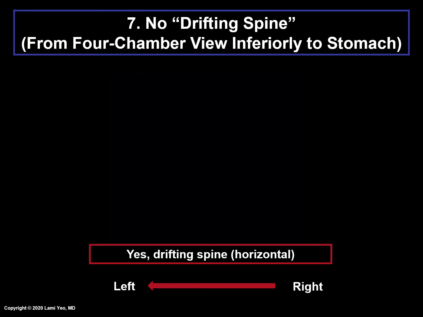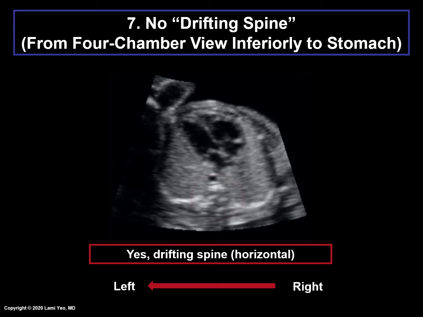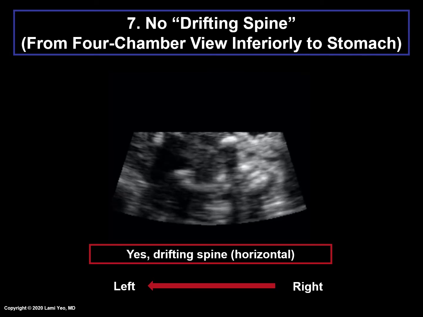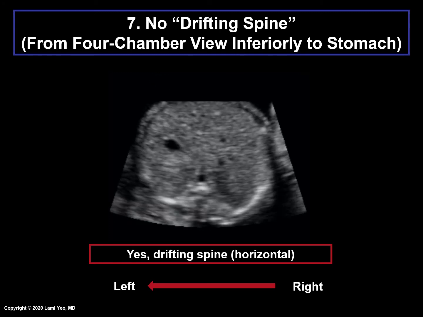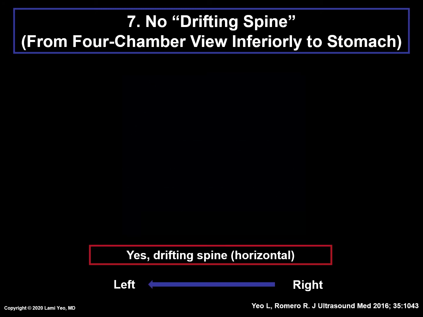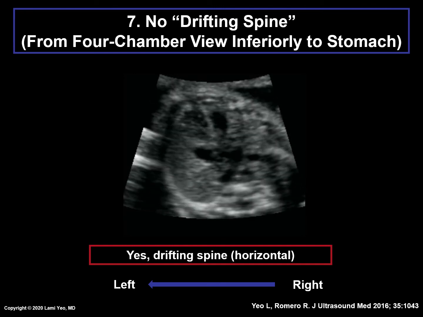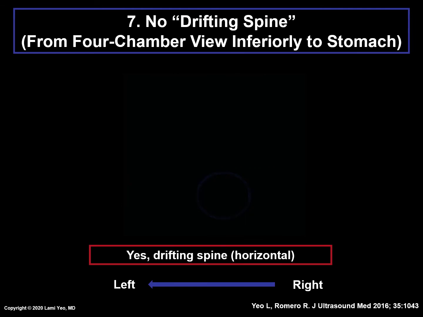This stick loop shows a horizontal drifting spine. Notice that as the stick loop plays, the spine moves leftward and out of the red circle from the four-chamber view down to the stomach. Here is another stick loop showing a horizontal drifting spine. Notice that as the stick loop plays, the spine moves leftwards and out of the blue circle from the four-chamber view down to the stomach.